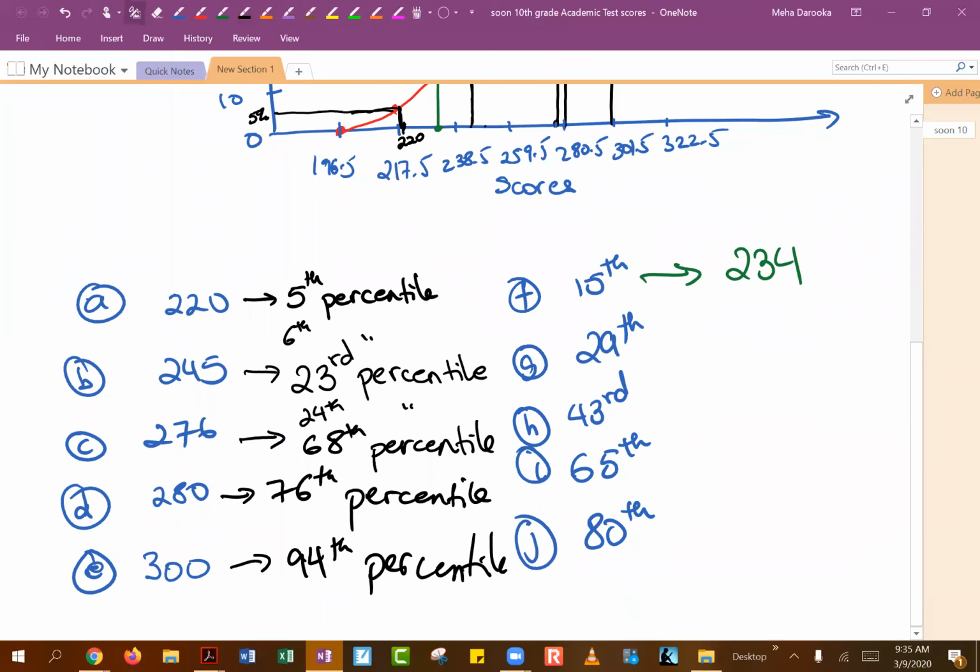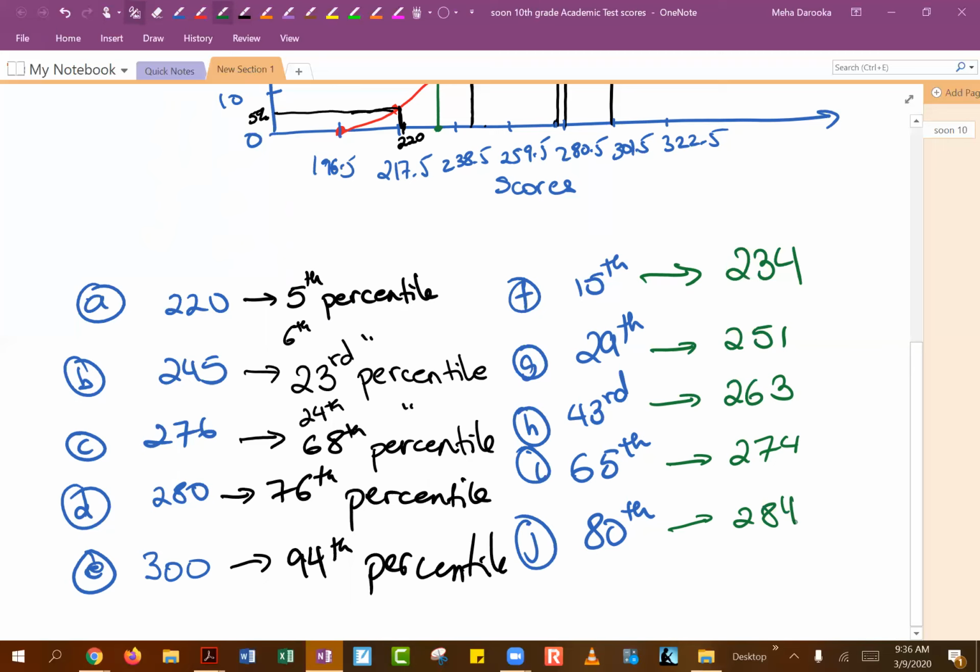So I'm going to tell you what your textbook is telling us for the others. For the 29th percentile, you should be approximately at a score of 251. For 43rd percentile, you should be at 263. For 65th percentile at 274. And the last one is 80th percentile at a score of 284.